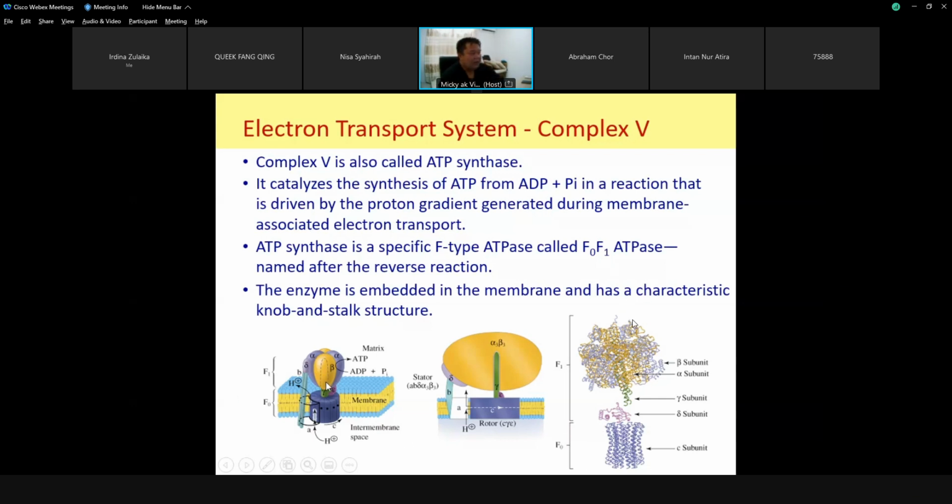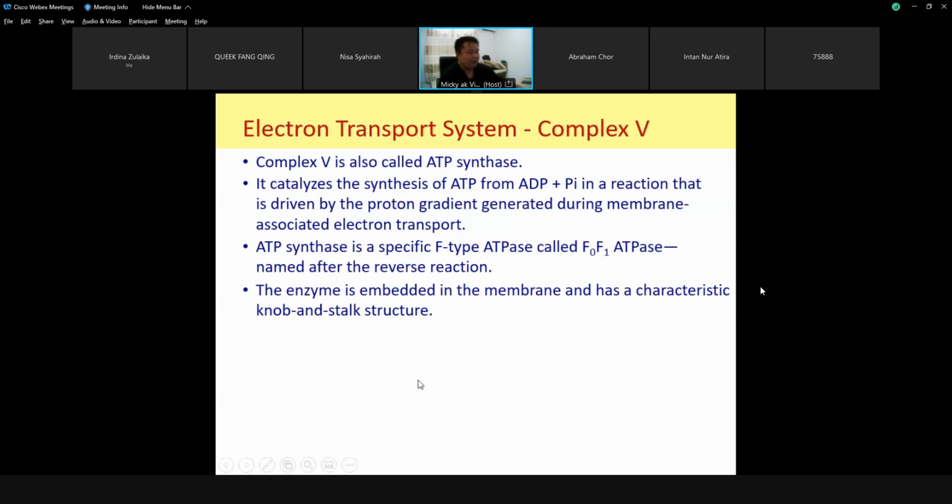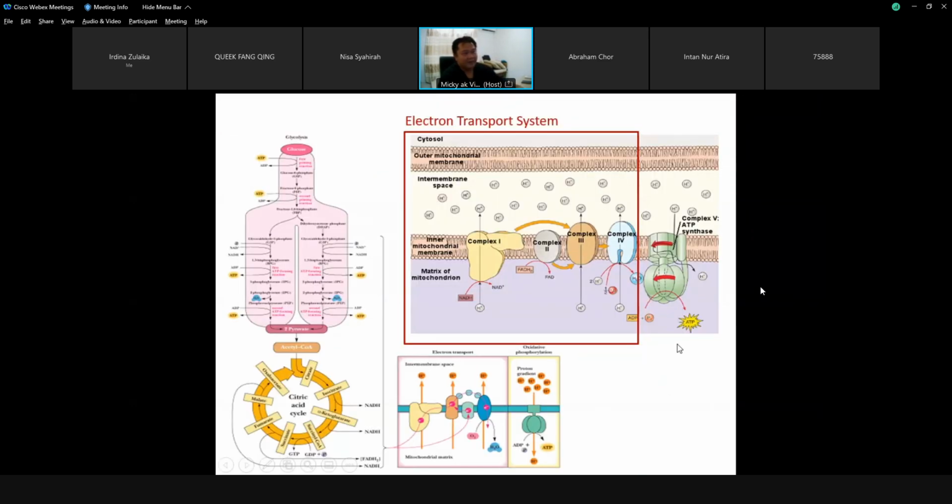Okay, and then you have the knob structure. The knob structure looks into the matrix of the mitochondria. Jadi kalau kamu nak tengok, let me go back to the gambar yang tadi ni. So you have the F0 structure at the membrane, and then you have the F1, the knob structure. It faces the matrix of the mitochondria. Jadi ini secara ringkas dua bahagian.